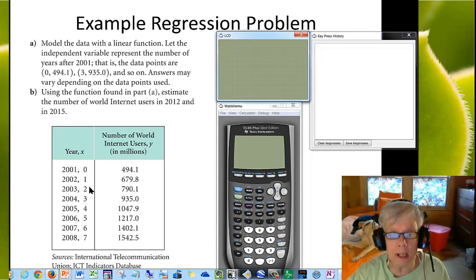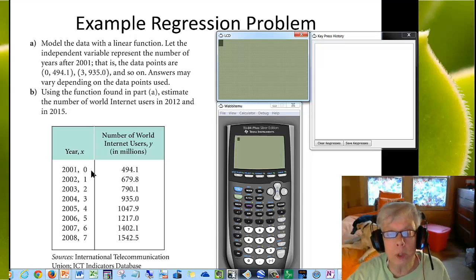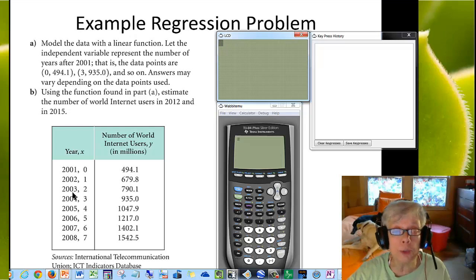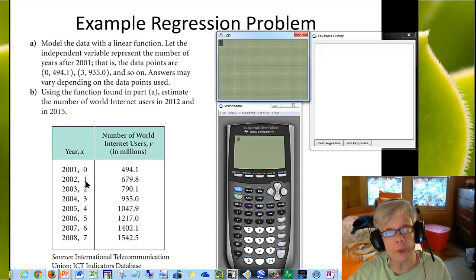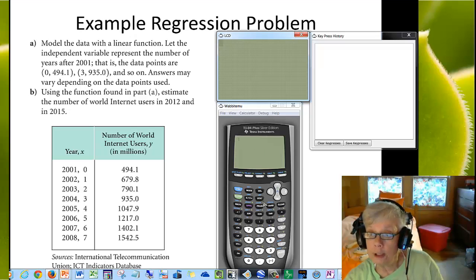Notice these numbers beside the years. That's how we're coding the years. We're not going to put in x equals 2001, x equals 2002. Instead, we're going to call 2001 year 0, and we're going to call 2002 year 1, and we're going to call 2003 year 2, so that what we're dealing with are the years after 2001, because 2002 is 1 year after 2001.